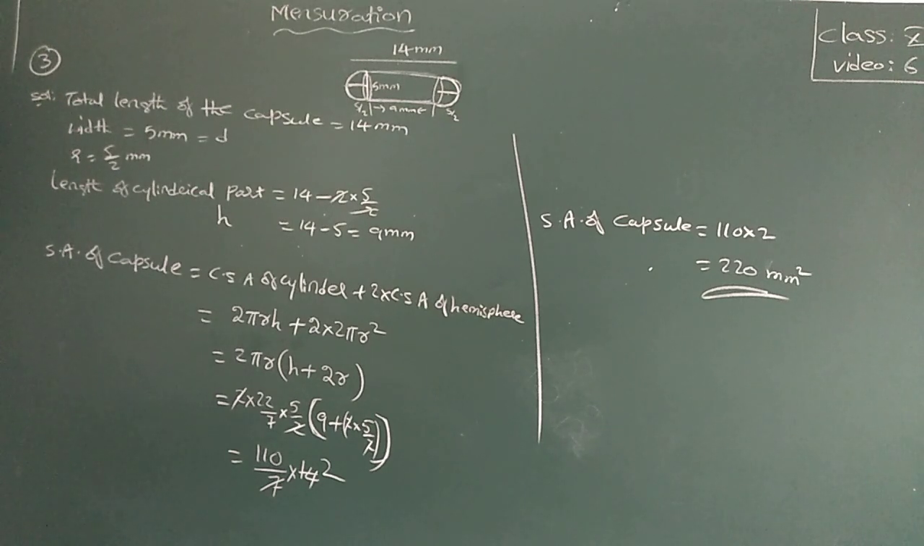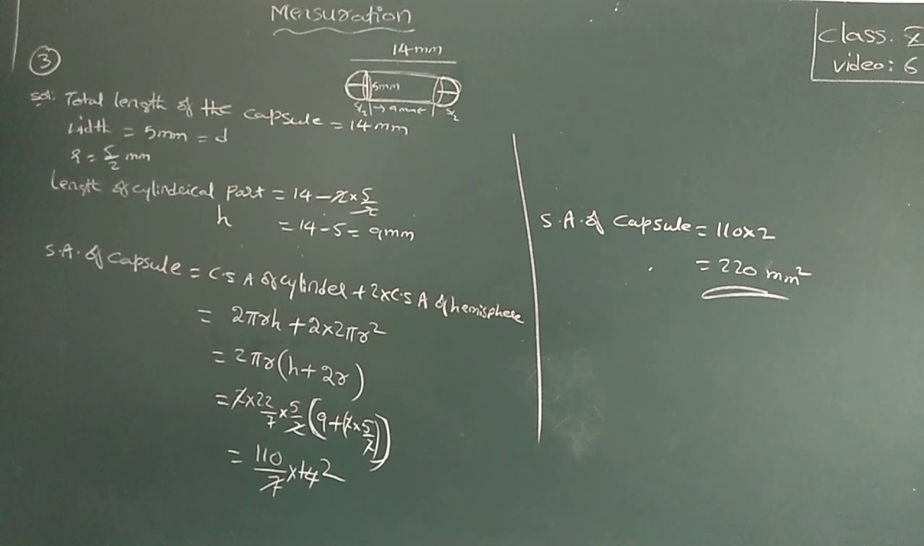Total length of the capsule is 14 millimeters. Means from this end of the hemisphere to that end of the hemisphere is 14 millimeters. Width of the capsule is nothing but a diameter. Common diameter for hemisphere and cylinder portion is 5 millimeters. Means radius is equal to 5 by 2.